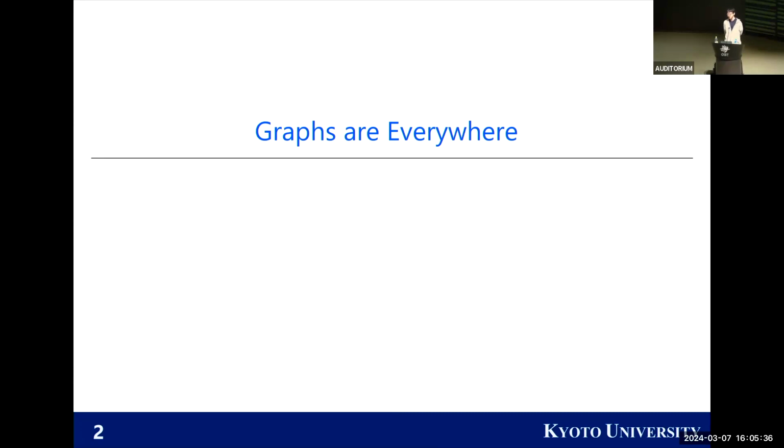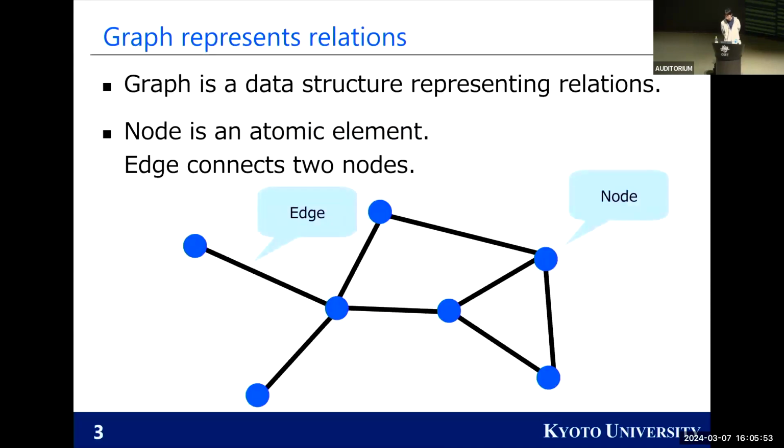And many data, including images and text and knowledge graphs, and the combination of them, multimodal data, can be represented as graphs. And that's the strengths of graphs and graph neural networks, and why we should study and use graph neural networks. Okay. First, I will define what graph is.